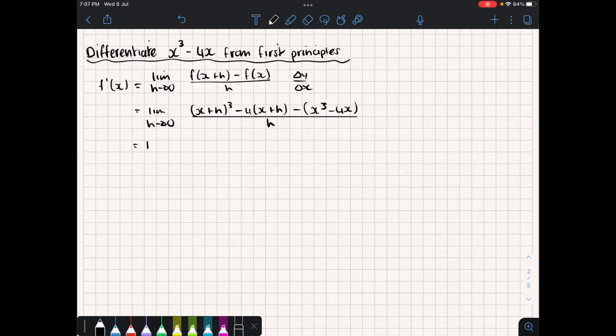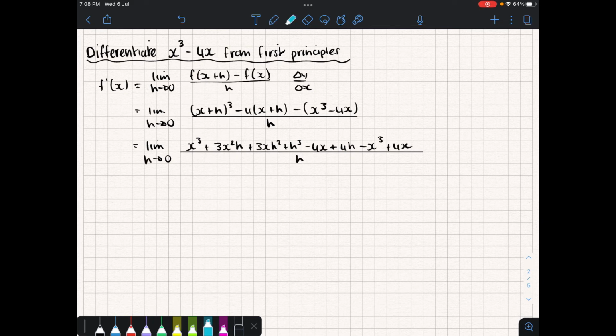Now, fortunately, we've already done binomial expansion, so this cube expansion should be pretty easy. So we're going to have x cubed plus 3x squared h plus 3x h squared plus h cubed. And expanding the other bracket, we get minus 4x minus 4h. That's my f of x plus h. And then we have this minus x cubed, and the double negative is going to become plus 4x. And this is all over h.